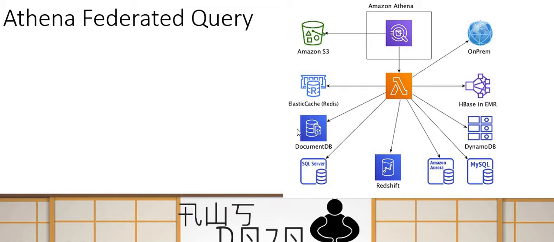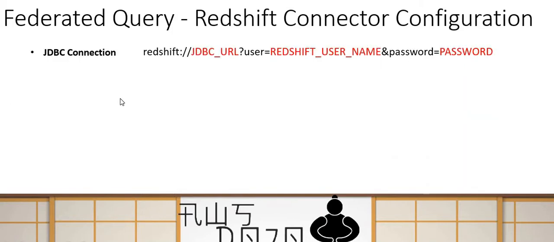And for today, the data source is Redshift. We will see how we can configure a connection with Redshift using these connectors and the Amazon Athena federated query feature.